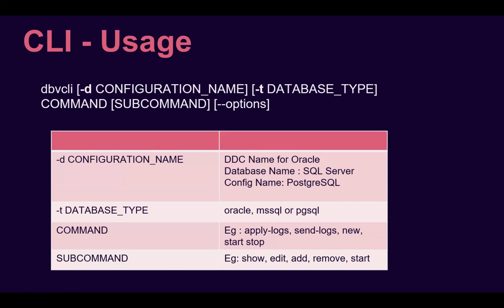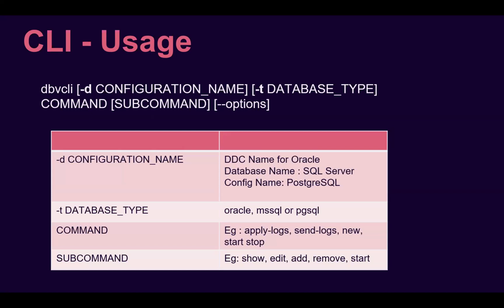Then comes the -t option. You provide the -t option when you're going to set up a new configuration, for example, whether you're setting it up for Oracle, SQL Server, or Postgres. And the next is the command. Command is nothing but apply logs, send logs, new, start, stop, starting up the database, stopping the database, changing your observers, changing your configurations, editing your configurations. All those can be done with your main command.